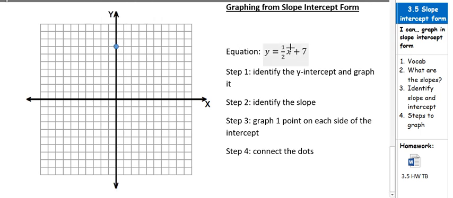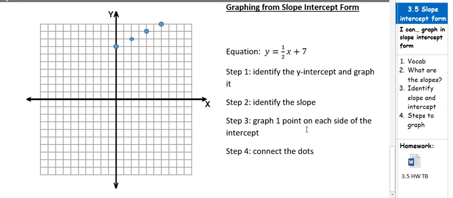When we rise 1 and run 2, we actually start at that intercept value. Here's my intercept value. I rise 1, I run 2. And then I'm going to do it again. Rise 1, run 2. And I'm going to do it again because I want to make sure that I go as many values out as I can. Rise 1, run 2.